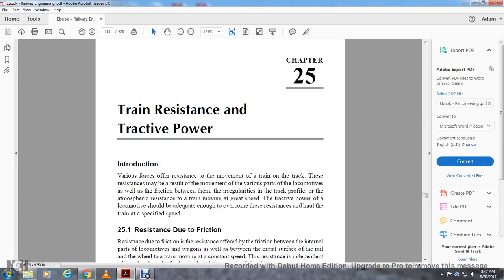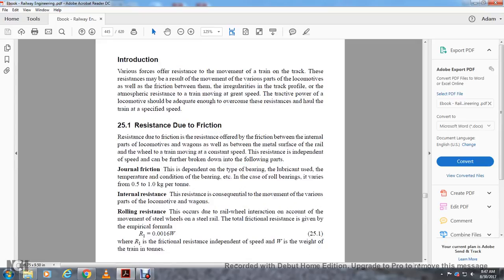The resistance may be the result of the movement of the various parts of the locomotive as well as the friction between them, irregularities in the track profile, and atmospheric resistance. Trains move at a great speed. The tractive power of the locomotive should be adequate enough to overcome the resistance and haul the train at the specified speed.